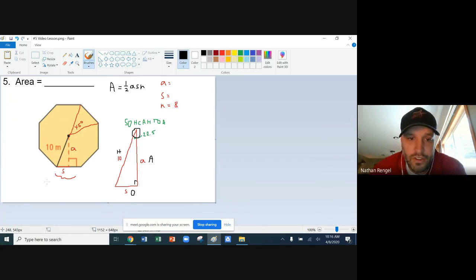Let's find the apothem first. So the apothem from this vantage point represents the adjacent side. 10 represents the hypotenuse, so adjacent and hypotenuse, I'm going to use cosine. So I set up my problem. It's cosine of 22.5 equals my apothem over 10. And to solve this one, I just multiply by 10 on both sides. So my apothem is going to be 10 times the cosine of 22.5.